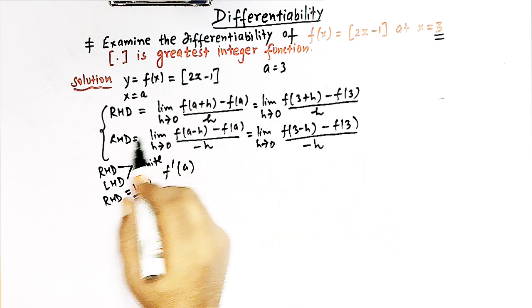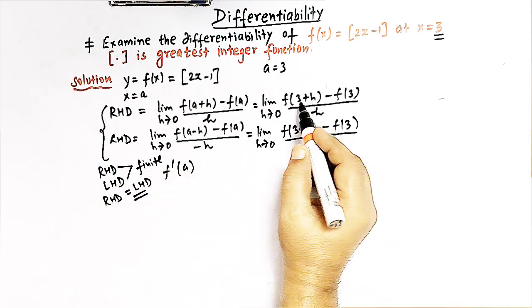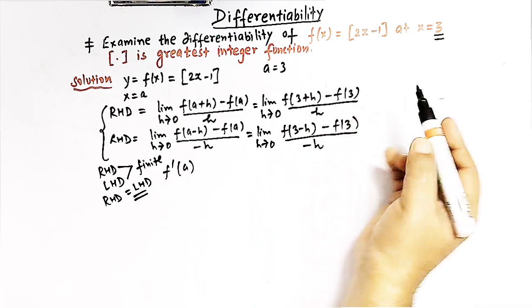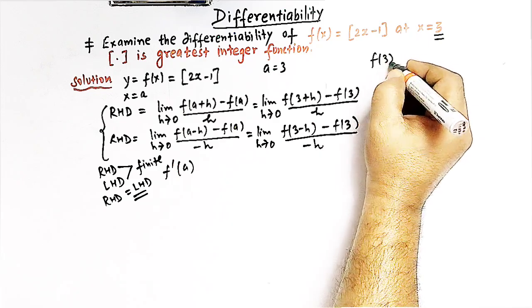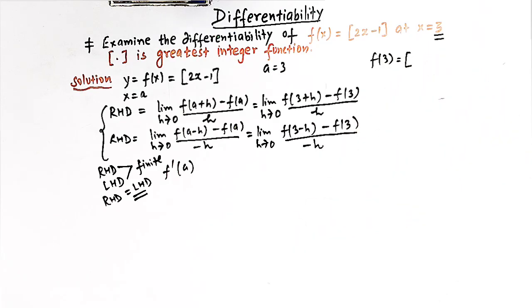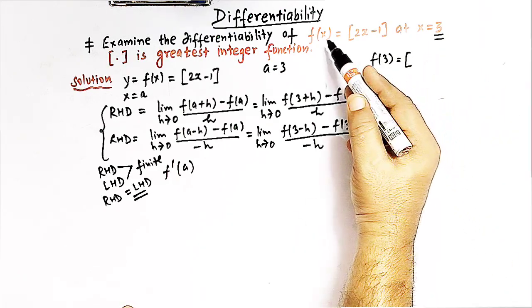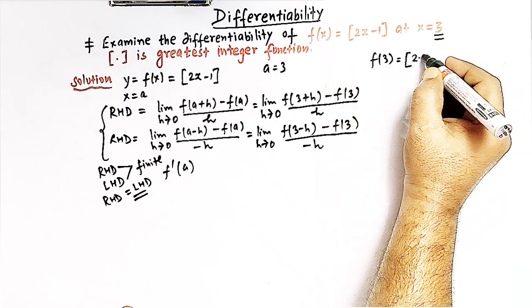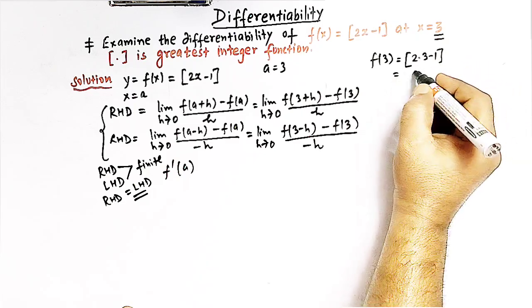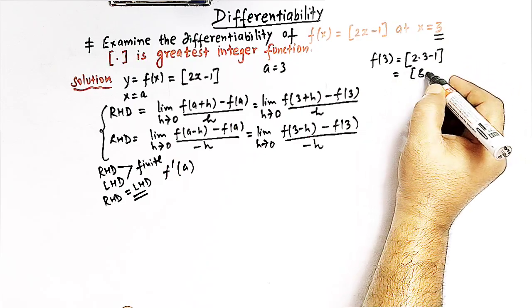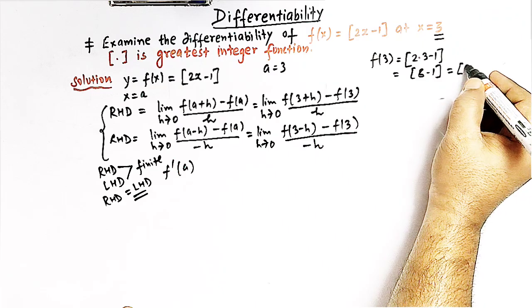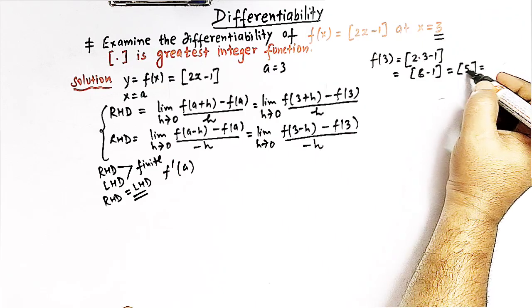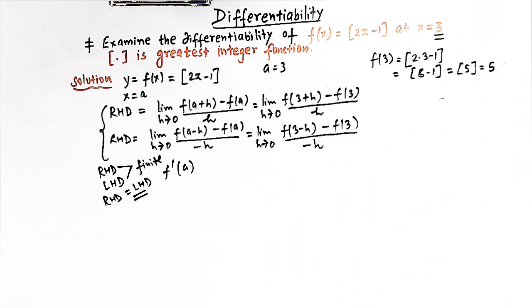So let us first calculate the right hand derivative. Here we have f of 3 plus h, and here we have f of 3. So let us first calculate f of 3. f of 3 can be obtained by simply replacing x by 3. So we have greatest integer of 2 times 3 minus 1, that is 6 minus 1, which is 5. The greatest integer of any integer is the integer itself, so here we have simply 5.